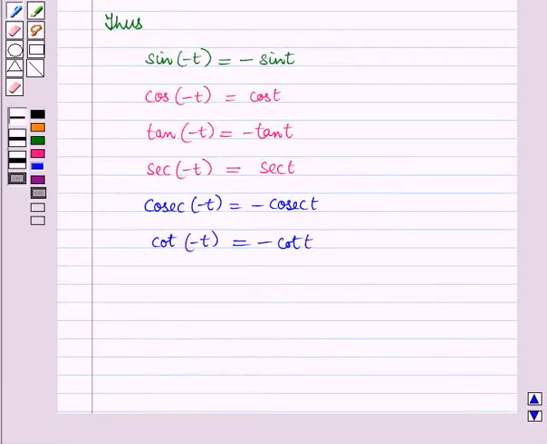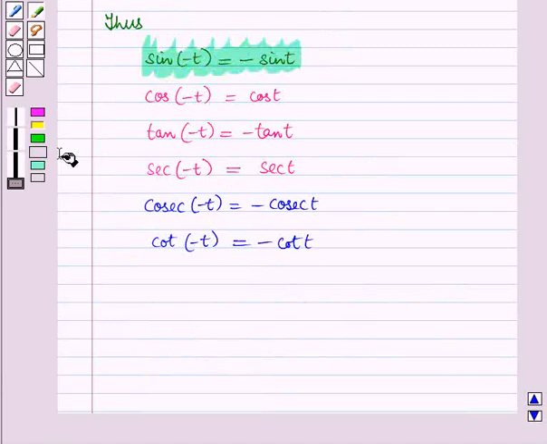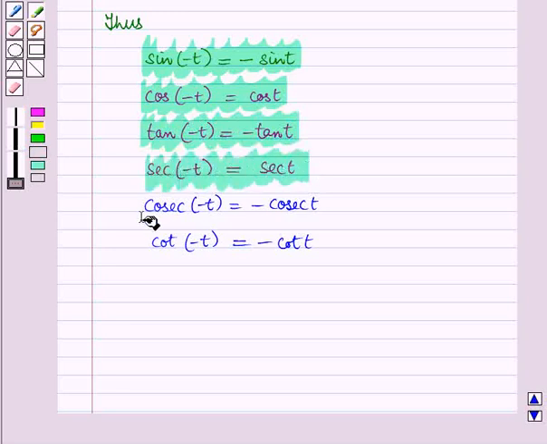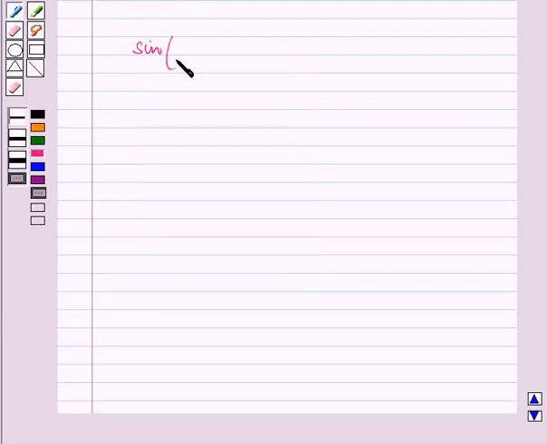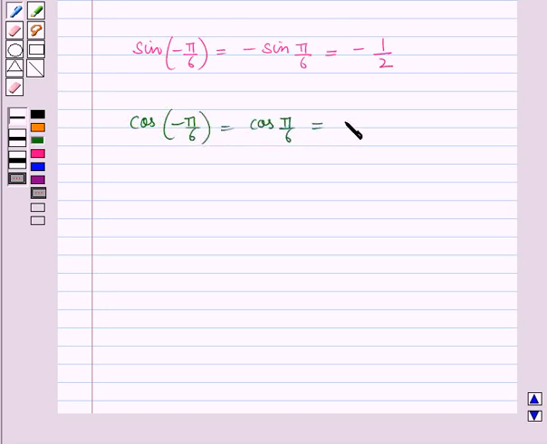Thus we have sine of minus t is equal to minus sine t, cos of minus t is equal to cos t, tan of minus t is equal to minus tan t, secant of minus t is equal to secant t, cosecant of minus t is equal to minus cosecant t, and cot of minus t is equal to minus cot t. Thus, sine of minus pi by 6 is equal to minus sine of pi by 6, which is equal to minus 1 by 2, and cos of minus pi by 6 is equal to cos pi by 6, which is equal to root 3 by 2.